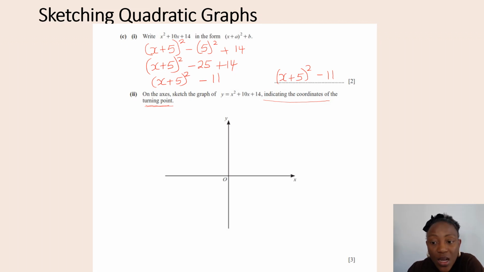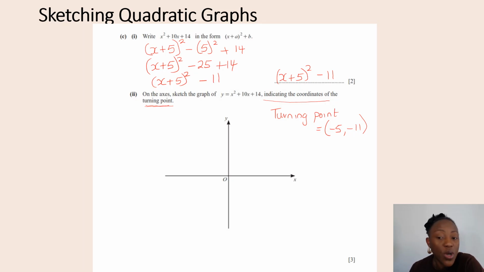And this constant term out here is your y component. So what do I mean? For this particular graph, the turning point will be the negative of this, that is minus 5, and then this as it is, minus 11. So I've got my turning point.